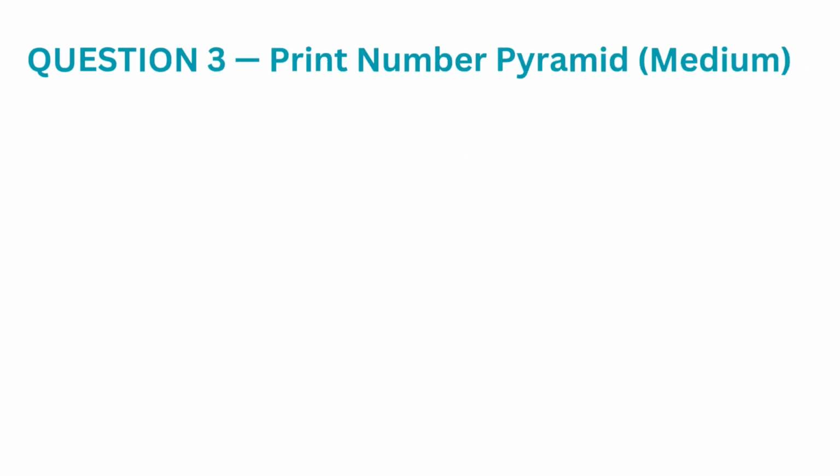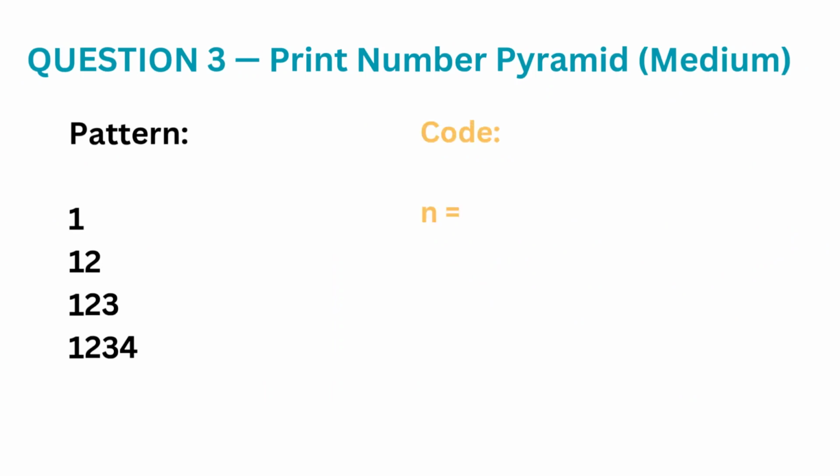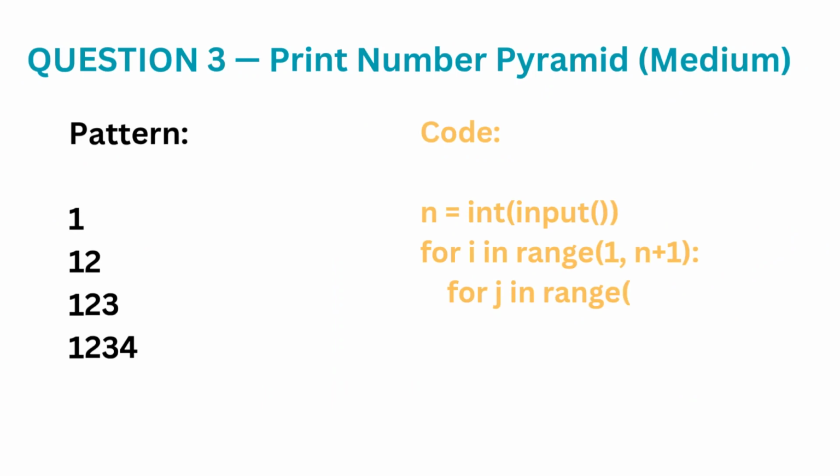So here the for loop will be i in range n, 0, minus 1, that prints the above diagram. And the next question is print number pyramid. For solving the number pyramid, we have to use two loops. One is the outer loop that indicates the row, and the second one is the inner loop that indicates the numbers of each row. So the code will be n equal to int input, for i in range 1 to n plus 1, and for j, another loop, j in range 1 to i plus 1, and we have to print j separated by spaces.